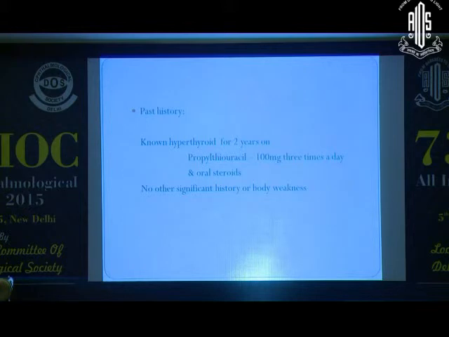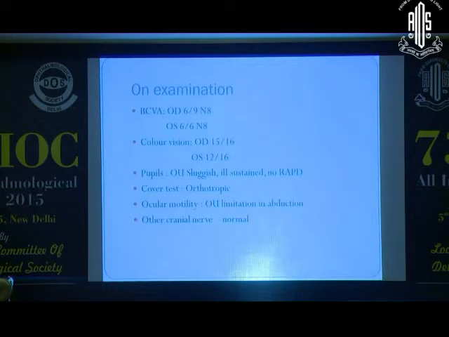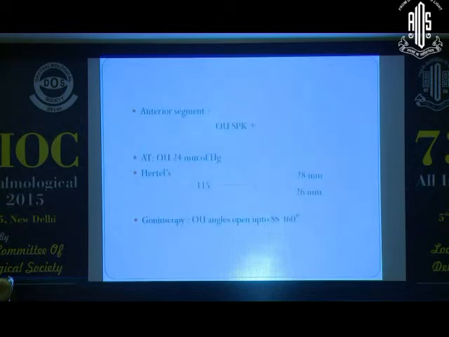The past history: the patient was a known hyperthyroid for 2 years, on anti-thyroid drugs, 100 milligram 3 times a day, and oral steroid. There was no other significant history or complaints of body weakness. On examination, the best corrected visual acuity in the right eye was 6/9 and N8, and the left eye was 6/6 and N8. Color vision in the right eye was 15/16 and left eye was 12/16. Pupils in both eyes were sluggish, ill-sustained. There was no presence of any RAPD. Cover tests were orthotropic. Ocular motility showed limitation in abduction, and other cranial nerve examination was normal.